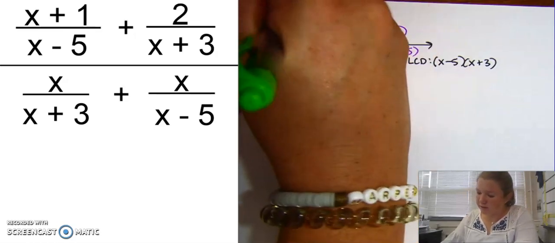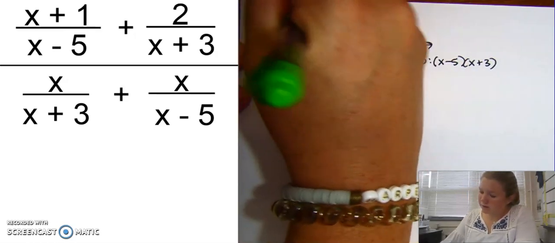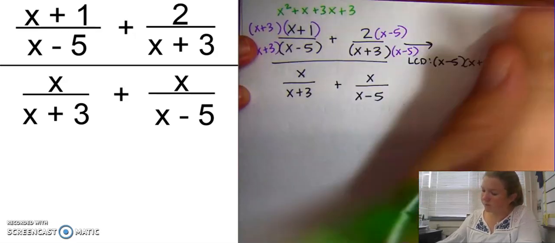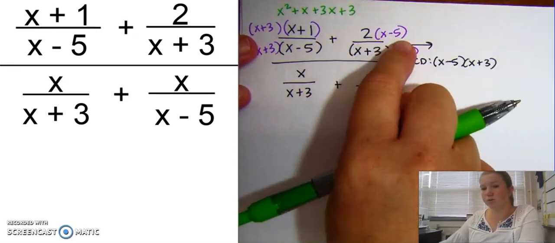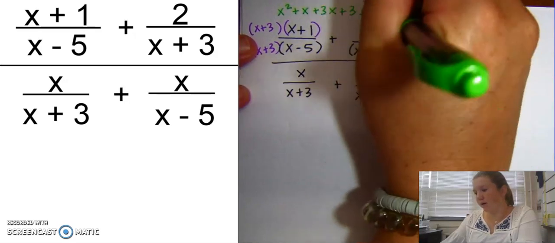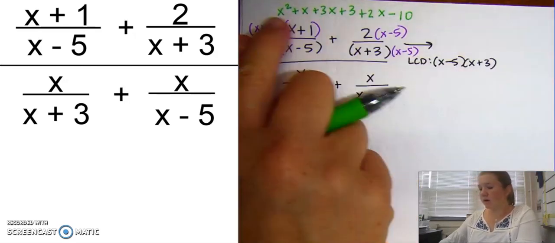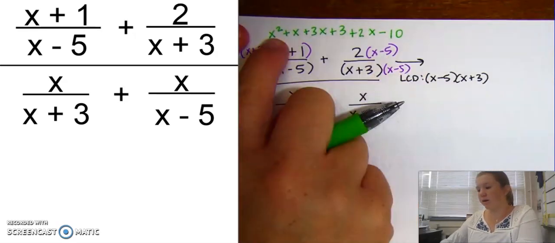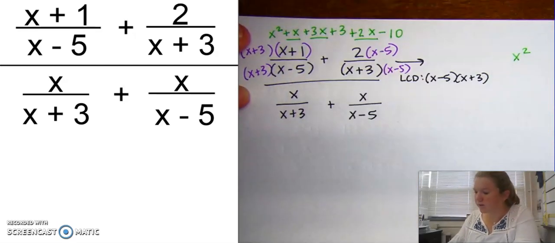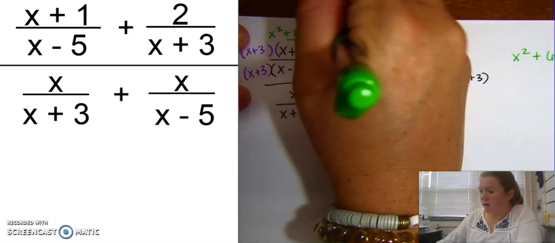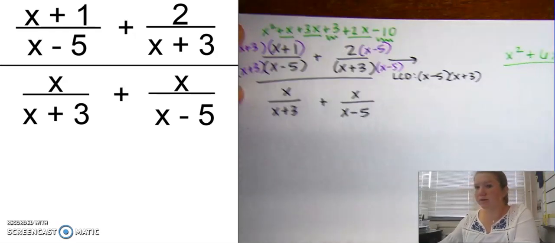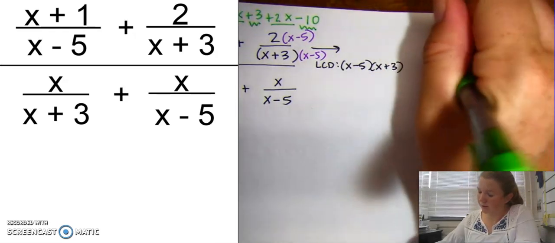So x times x is x squared plus 1x plus 3x, and then 3 times 1, which is a positive 3. And then the second fraction, we just have to distribute 2 to x minus 5, and it's a positive in between. So plus 2x minus 2 times 5, which is 10. Combine all of these like terms, which you can. We have an x squared. Then we have x, 3x, and 2x. That'll give us a total of 6x. And then positive 3 minus 10, which will be a negative 7. Over your LCD, which is x minus 5 and x plus 3.